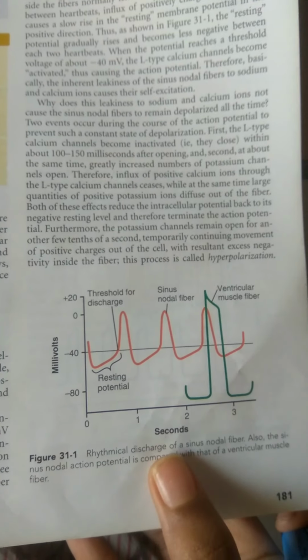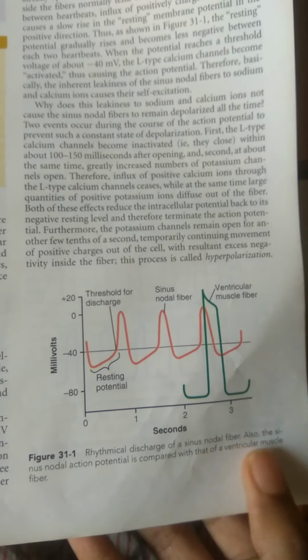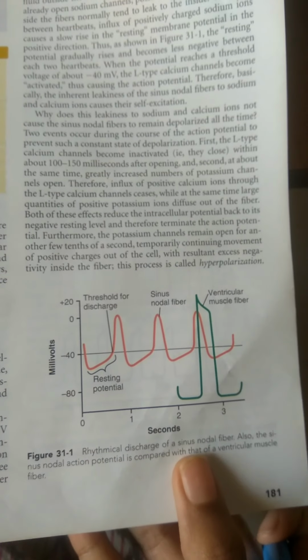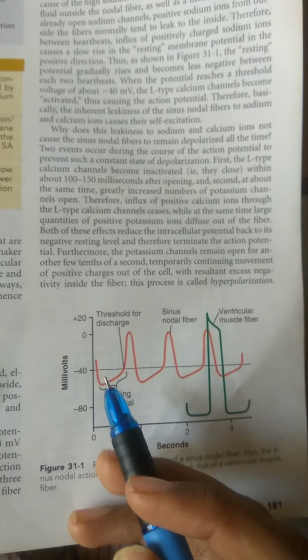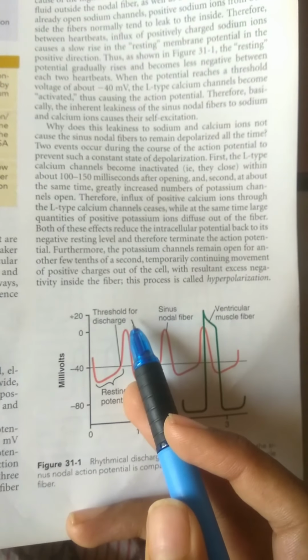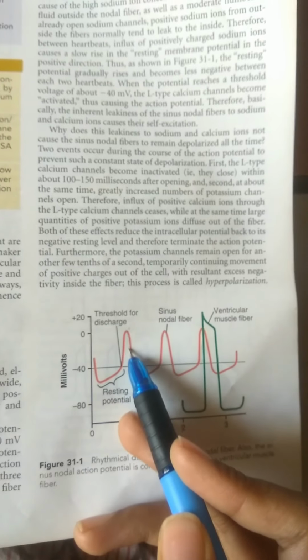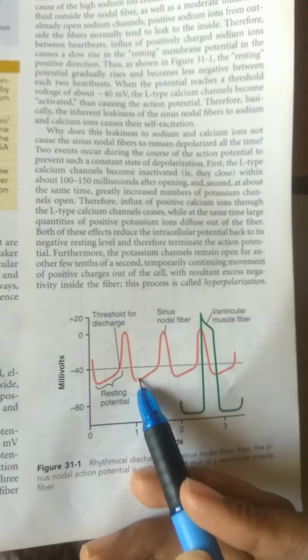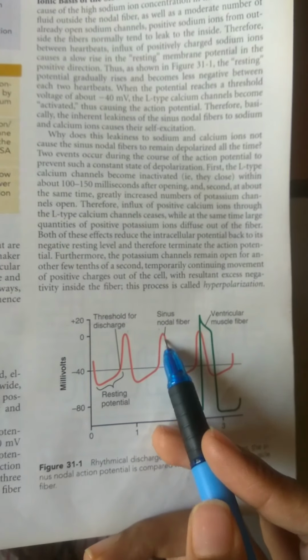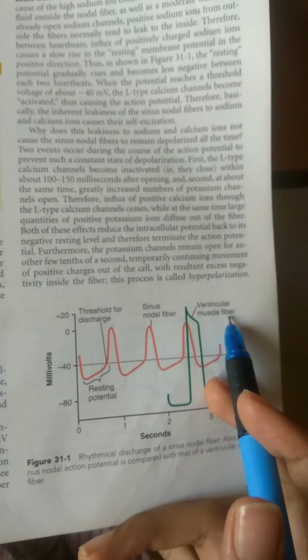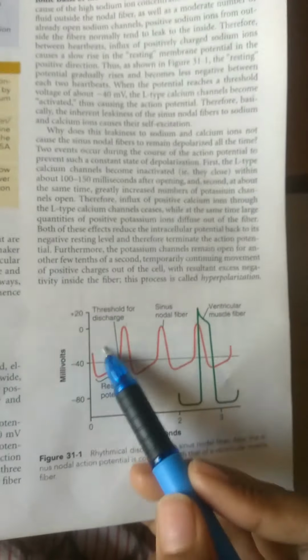So there is a rhythmical discharge of a sinus SA node fiber. Also the sinoatrial action potential is compared with that of a ventricular muscle fiber. You can see the resting membrane potential, threshold for discharge, and depolarization takes place. Instead of depolarization, here hyperpolarization takes place. Again the same process, depolarization, hyperpolarization. In a ventricular muscle fiber, you see there is a plateau. So remember that in the SA node there is no plateau formation.